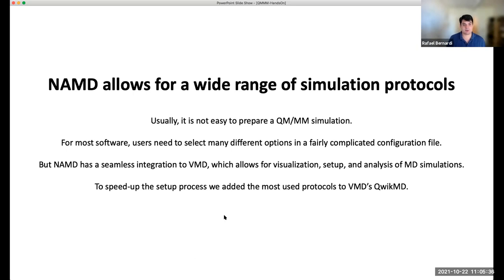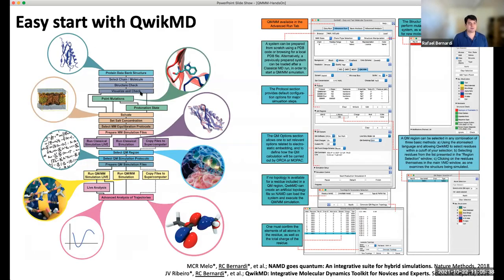So the idea was that you're going to be able to use QuickMD, go step by step, create your simulation, create a structure, do everything with classical mechanics, and minimize the structure where you have water and everything equilibrated. Then select your QM region and start a QM/MM simulation.